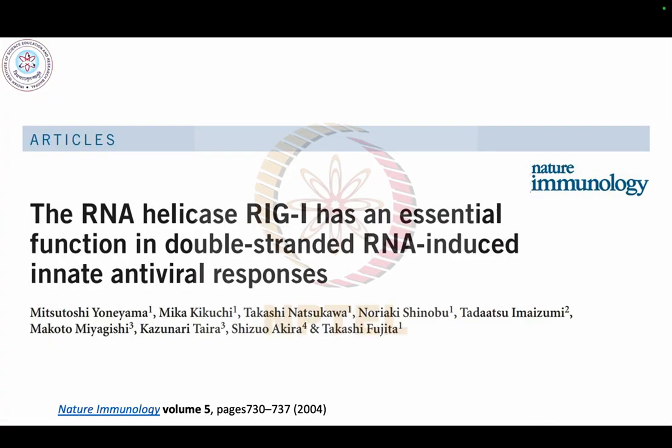So the RNA helicase RIG1 has an essential function in double-stranded RNA-induced innate antiviral responses. This is a research paper published in Nature Immunology. You can go through the paper, but the take-home message is that the RNA helicase RIG1 has an essential function. It helps in double-stranded RNA-induced innate antiviral responses. So here the innate antiviral responses is induced by double-stranded RNA, and RNA helicase RIG1 has an essential function on that. Okay.